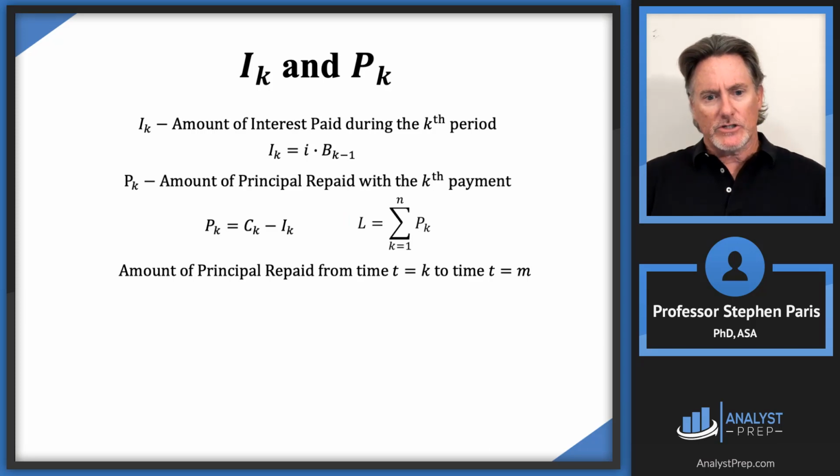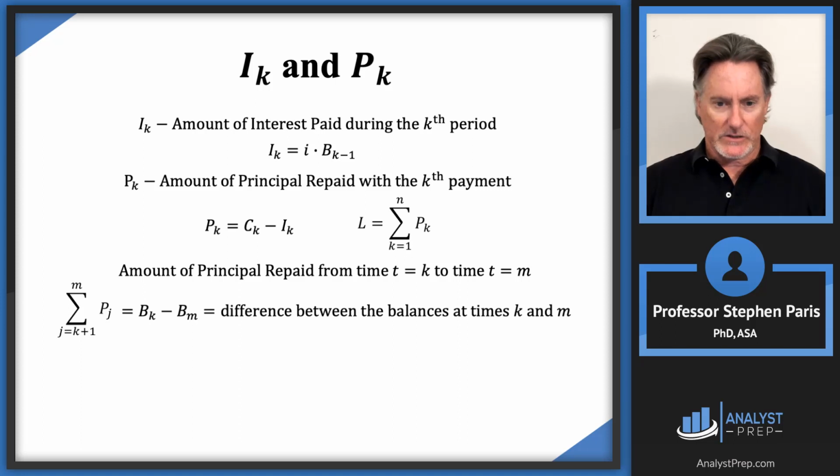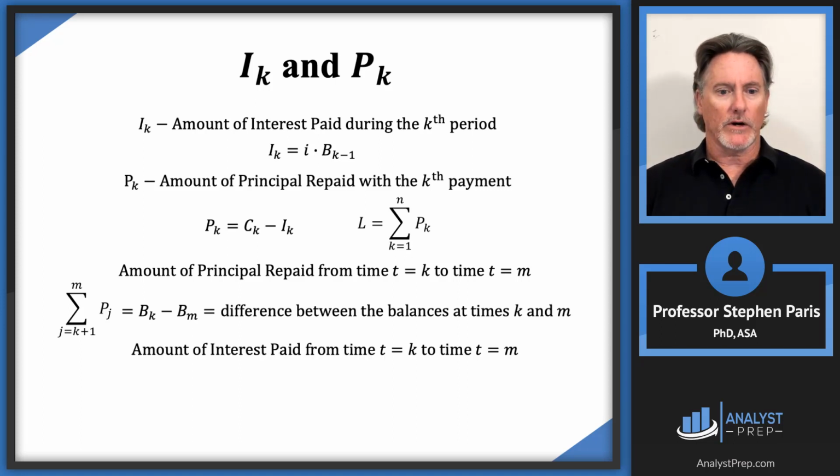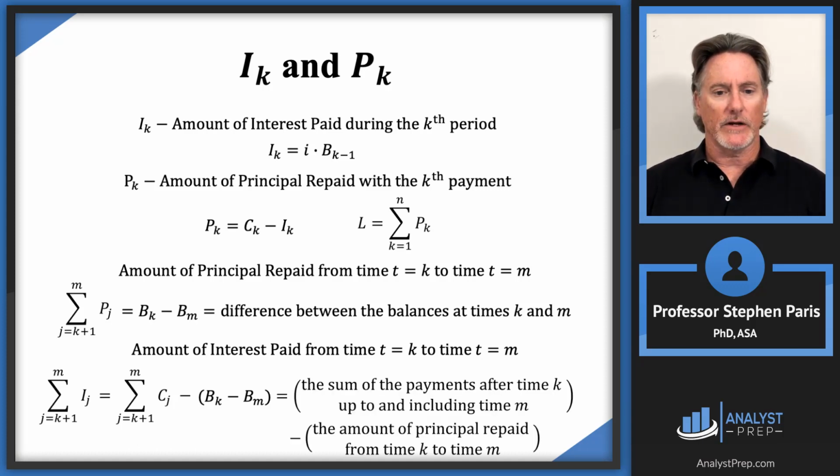All right, so just summarizing here, the amount of principal repaid between time K and time M would just be the difference in the balances at time K and M. So that's easy enough. And then if I want to calculate the amount of interest paid over a time period, I would add up all of the payment amounts, that's how much I paid, and then subtract from that the amount of principal that's repaid over that time period.